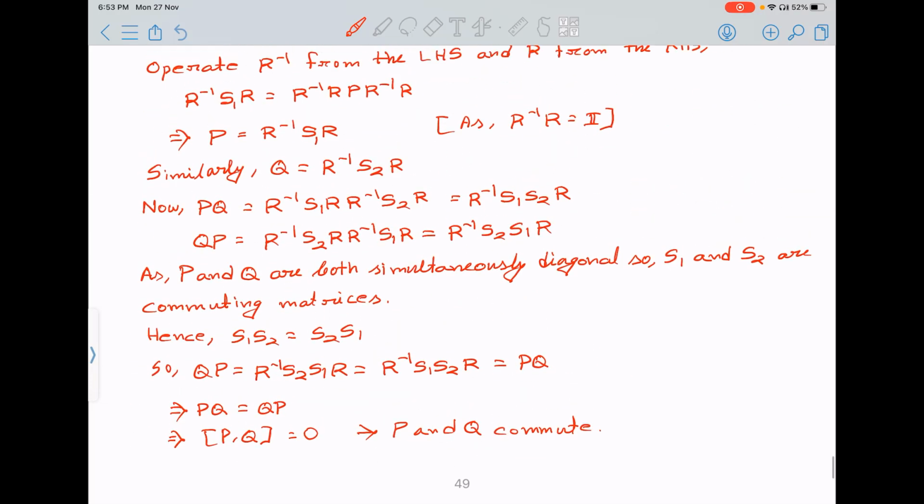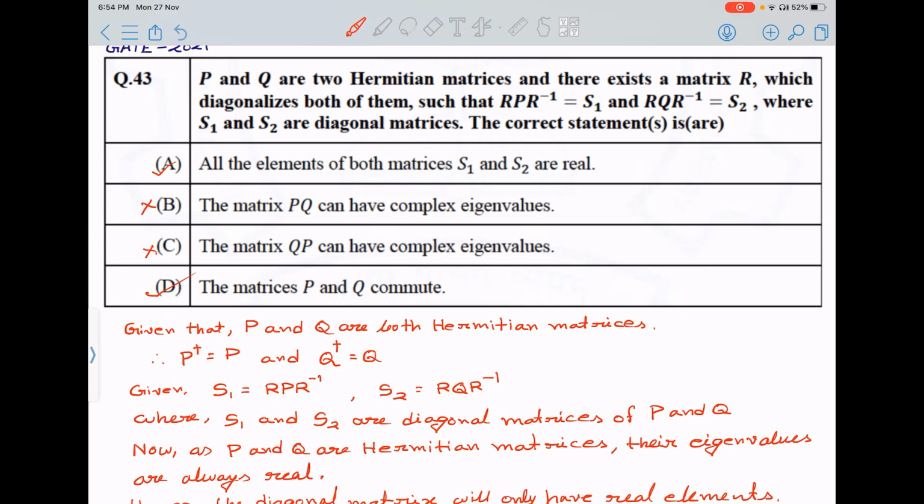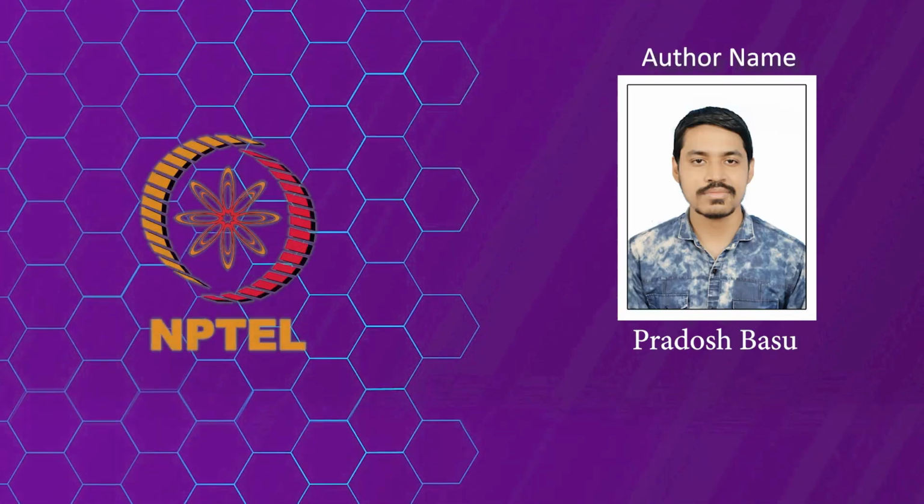So let us cross check the question. Option A is correct, that both the S1 and S2 matrices are real. Option B is incorrect, as the matrix PQ has real eigenvalues. Option C is also incorrect, as the matrix QP also has real eigenvalues, and option D is correct, that the matrices P and Q commute. So this is the solution of this question. Thank you for your attention.